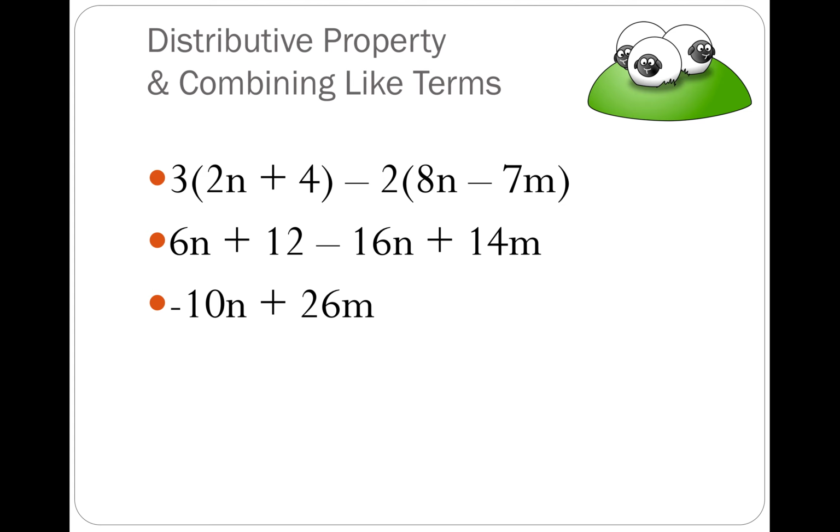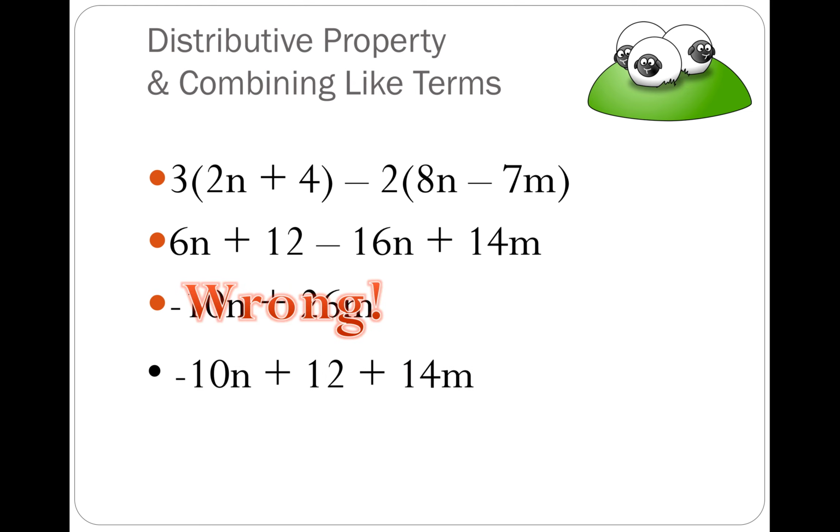Ooh, what happened here? What happened there was the 12 got added to the 14m to make 26m. But this 12 is not 12 monkeys. It's just the regular number 12. Boring old 12. So that is incorrect. Correct answer is negative 10n plus 12 plus 14m.